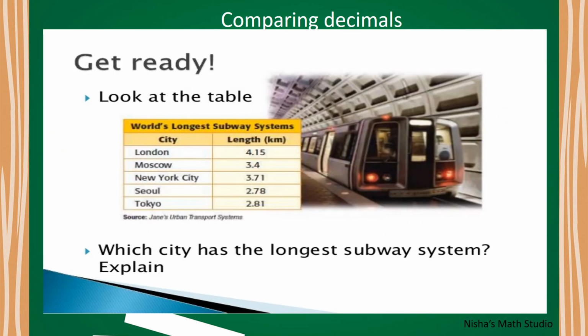Time for today's assignment. Now, look at the table here. Some cities' names have been given and the length of the subways have been given in kilometers. London 4.15, Moscow 3.4, New York City 3.71, Seoul 2.78 and Tokyo 2.81. Which city has the longest subway system?